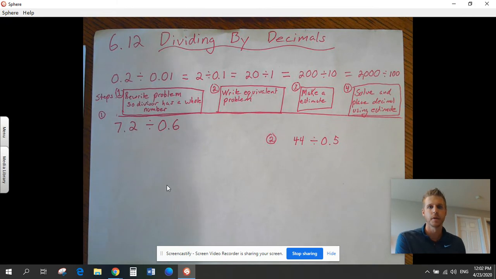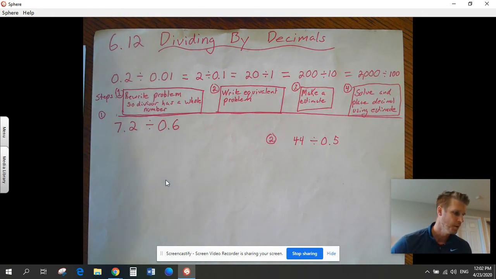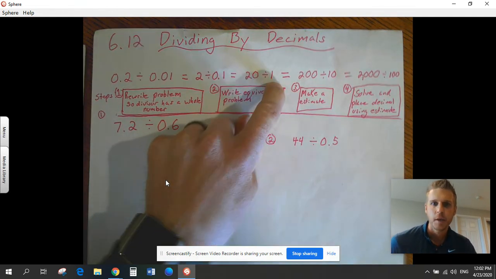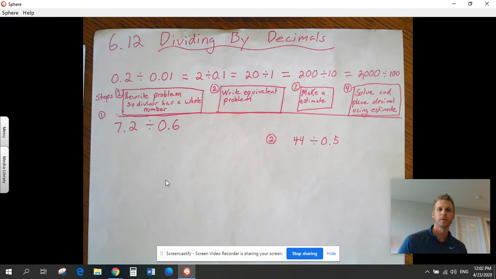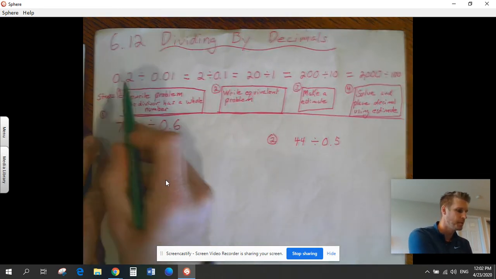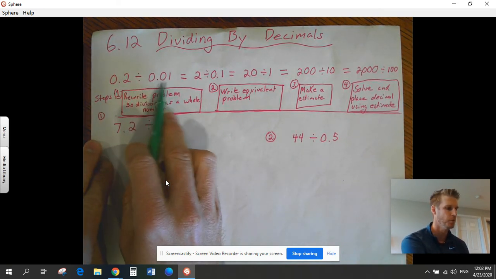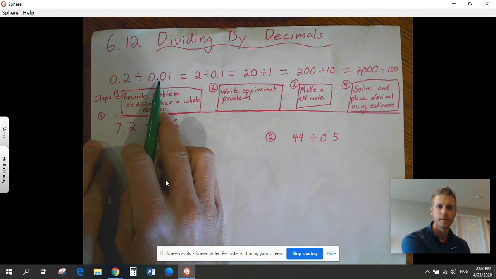All right, so my guess is if you did that on a calculator, you found out that every single one of those problems equals the same thing, which is 20. The one that looks the easiest is this 20 divided by 1. So really, this is the concept that our lesson is all about. If you look at our first problem, this 0.2 divided by 0.01, this is the number that's doing the dividing, therefore it's our divisor.